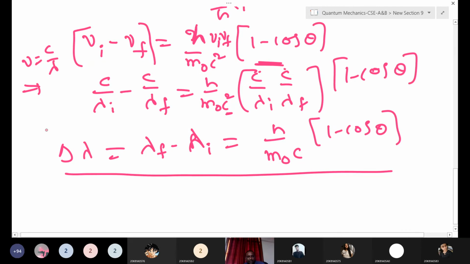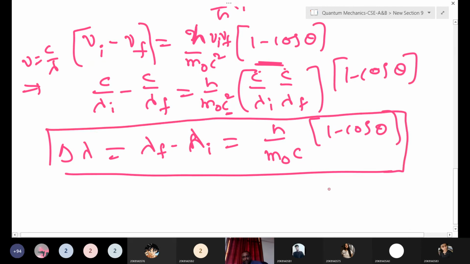Okay. This is the shift that we observed, the shift or loss in the energy of the photon once it makes a collision with an electron. Delta lambda, which is lambda f minus lambda i, is equal to h by m naught c into 1 minus cos theta.